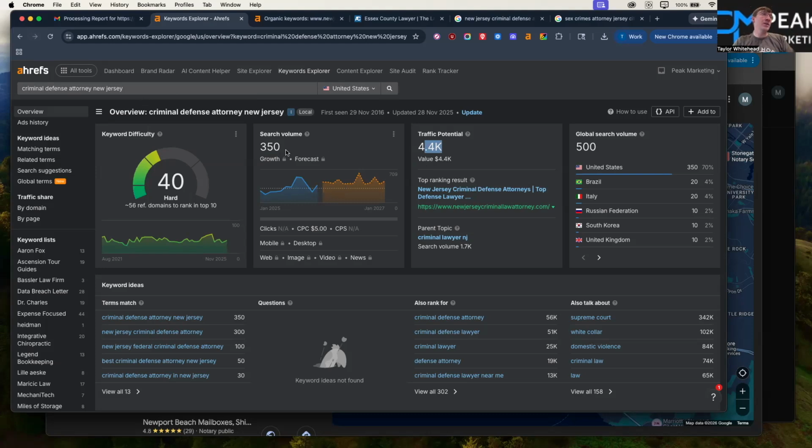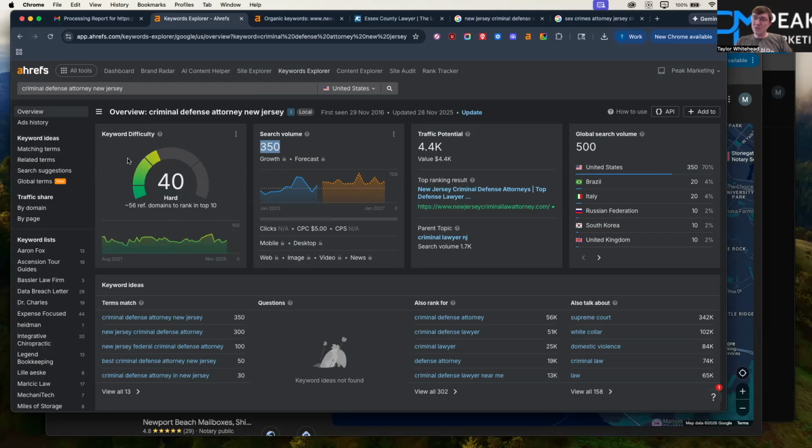Generally speaking, when a keyword has more search volume, it's going to be a little bit more difficult for us to rank for it, which brings up my next point, keyword difficulty. Okay, so again, this is an Ahrefs metric, but again, the tools are going to have variations of these things depending on what you're using.